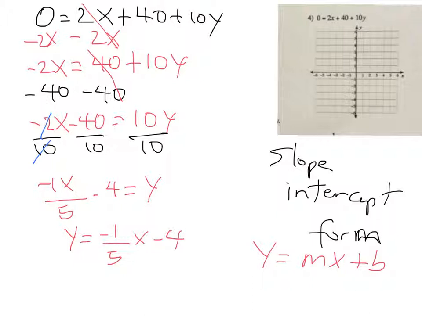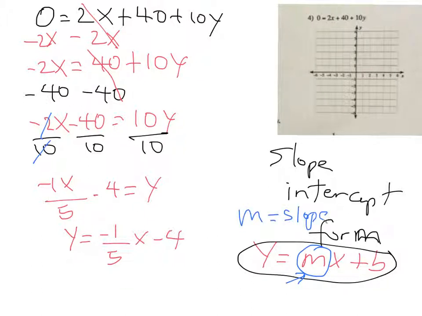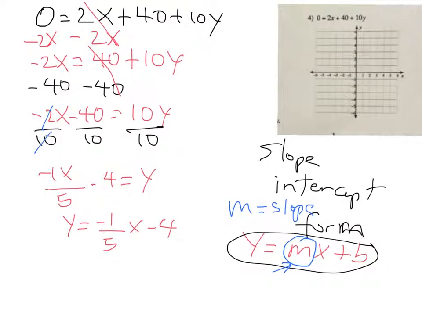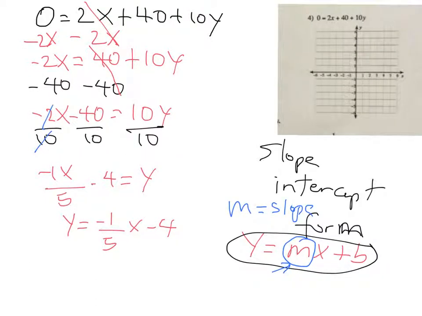If you notice, it's the same form that I have here. Now, quick thing. Whatever's in front of the x is going to be your slope. m stands for slope. My slope is the number that is in front of the x, which is negative 1 over 5. Let me write it down underneath over here. My slope is negative 1 over 5.